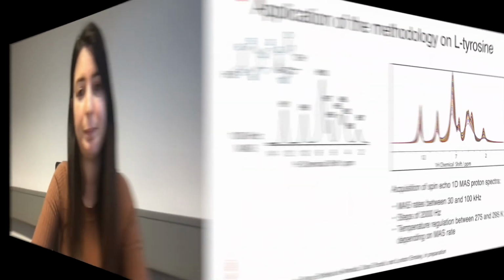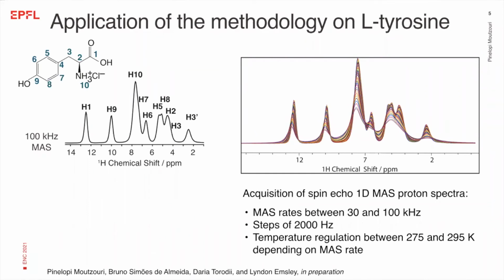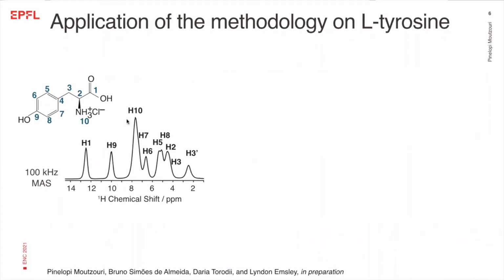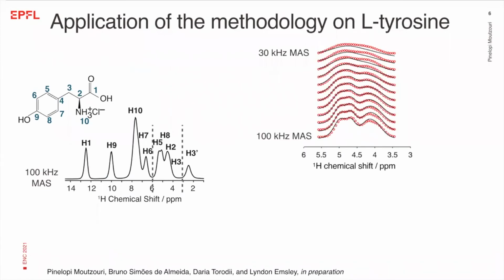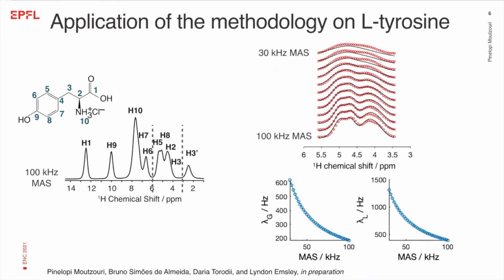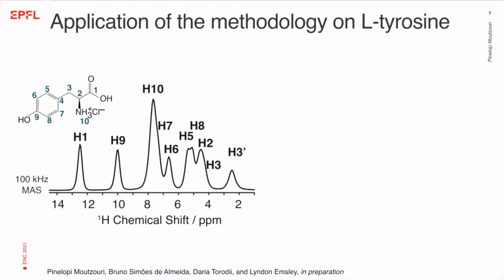So let's see how the method performs on experimental data acquired for a sample of L-tyrosine hydrochloride. MAS echo spectra at MAS rates between 30 and 100 kHz in steps of 2 kHz were acquired under conditions of temperature regulation. Now, if we perform the fitting for the spectral region between 3 and 6 ppm, we extract a series of predicted MAS spectra at the same rates. And we also extract information about the decay of the Gaussian and the Lorentzian broadening as MAS increases. We will also extract the pure isotropic spectrum.